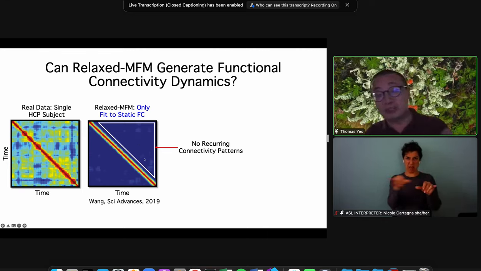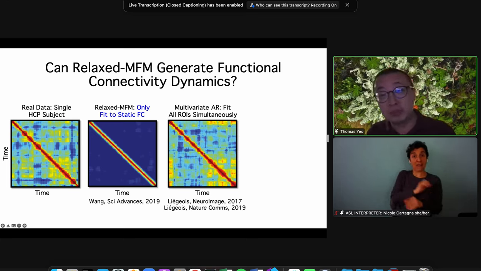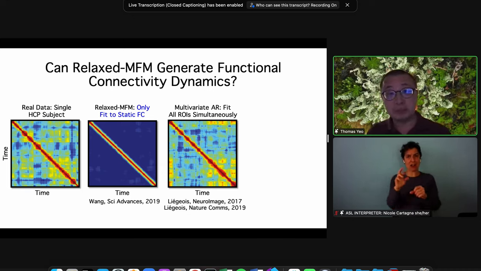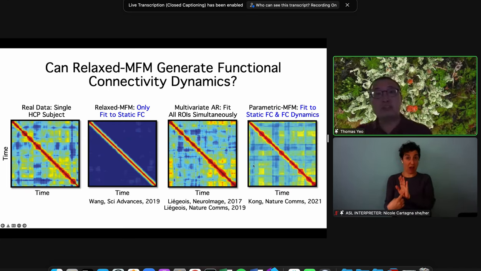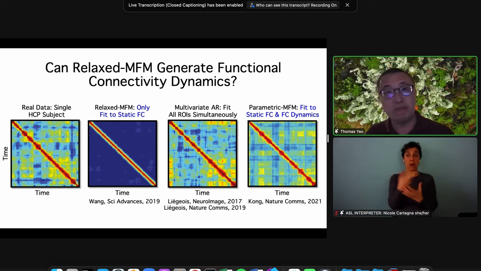And to add insult to injury, right? In our previous work, we found that a simple first-order autoregressive model can generate highly realistic functional connectivity dynamics. So basically, a more complex model does not work as well as a simple model. So Xiaolu developed a new algorithm that allows us to fit to both static functional connectivity and functional connectivity dynamics. So this results in much more realistic dynamics shown here.